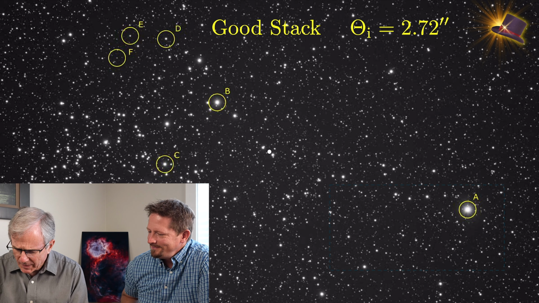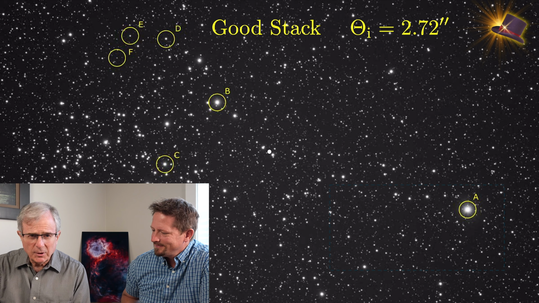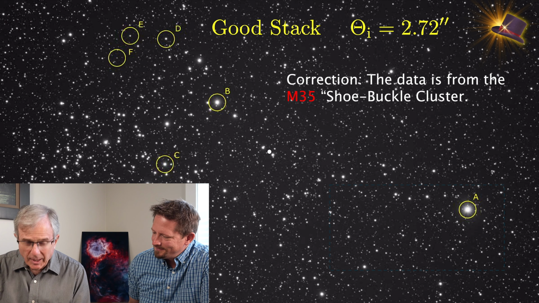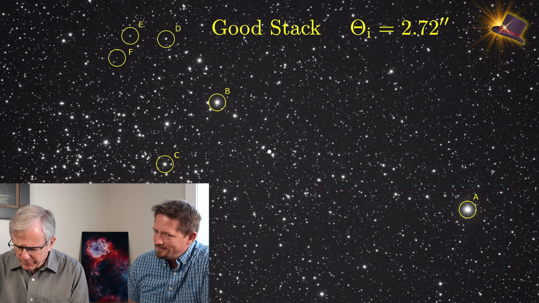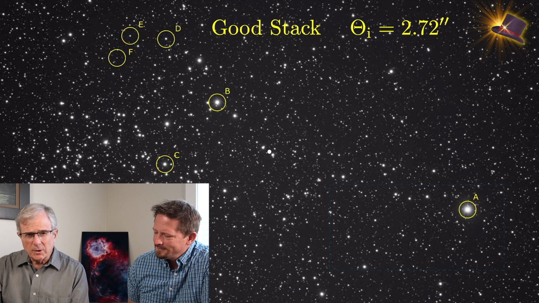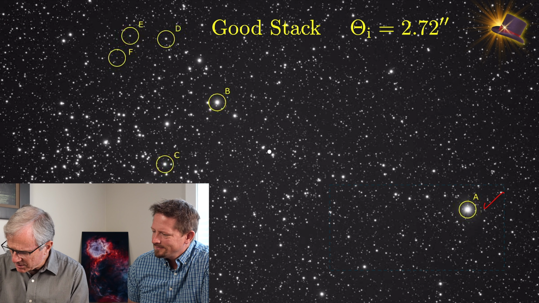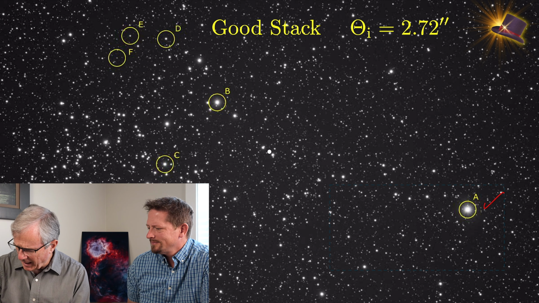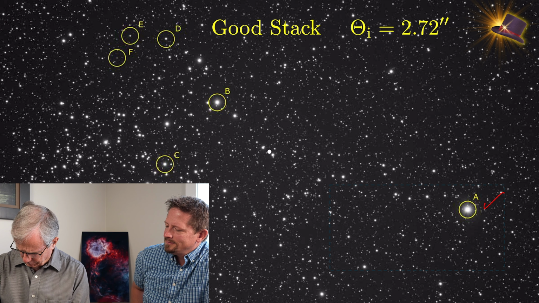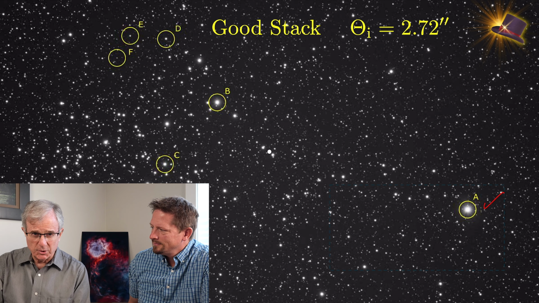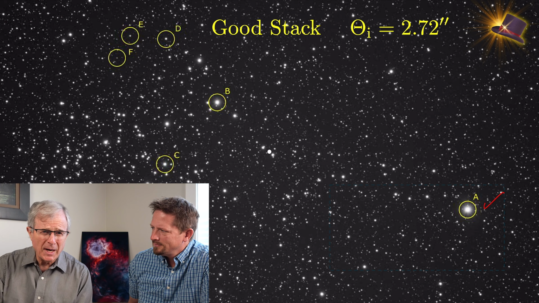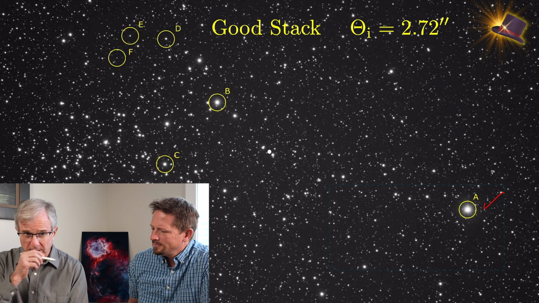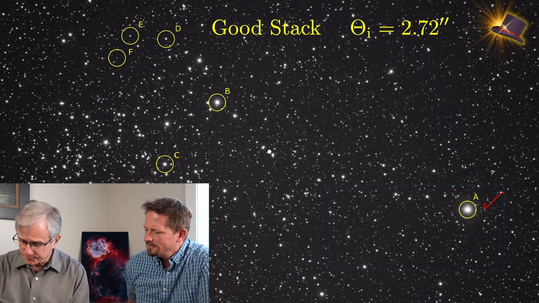Okay, so here is an image of the good stack of the M35 shoe buckle cluster, and I've put circles around 6 stars of decreasing brightness. The brightest star we have is star A, which is a 6th magnitude star. And then B, and then C, and then D, and then E, and F. You should be able to barely see on the screen a tiny little dot representing star F.